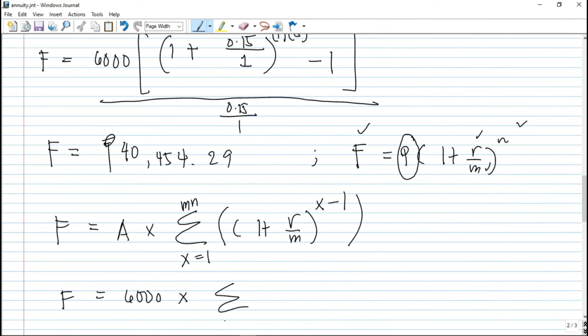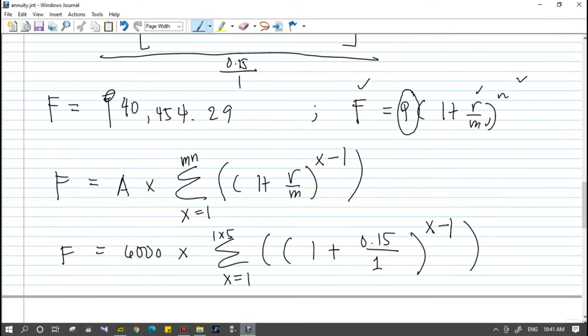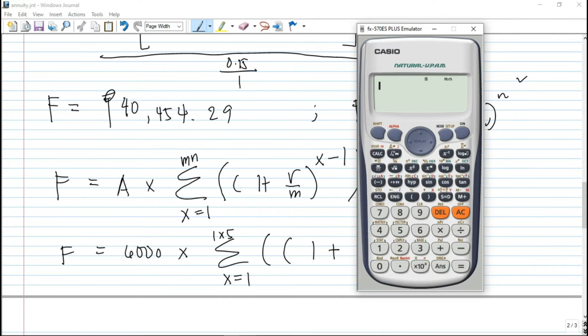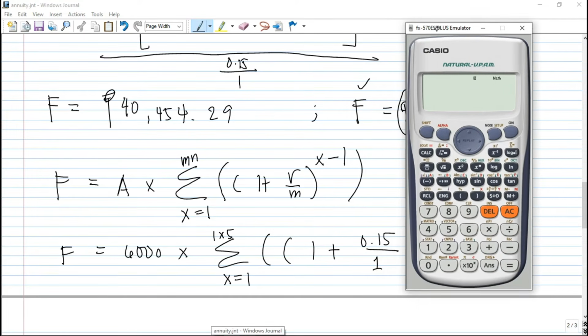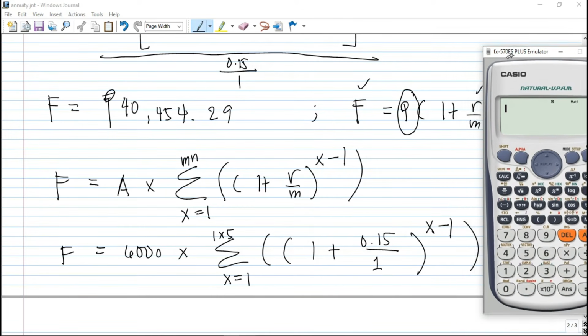So, summation of X equals 1. Okay. Our M here is 1 because it is annually, times 5. Okay? So, we have here 1 plus, our R is 0.15. Okay? That is all over M. M is 1. So, X minus 1. Directly input this in the calculator. Okay, let's open our Casio 570 Plus. I have not bought the Canon 789 yet, I think, so it is not yet available online. Once I buy it, guys, since I have no emulator for that, we can use that.